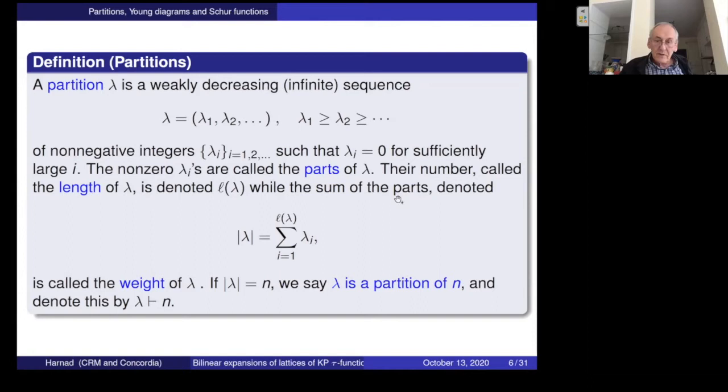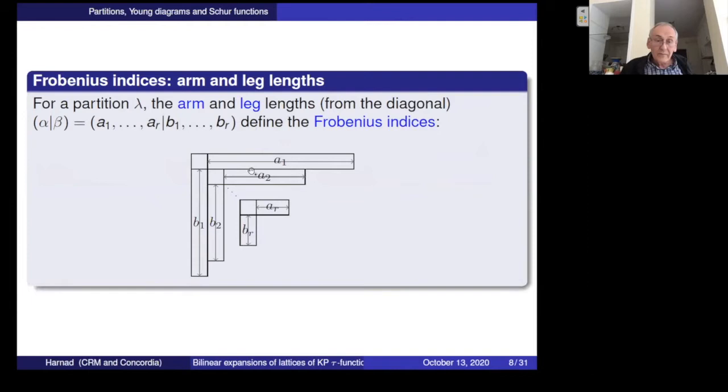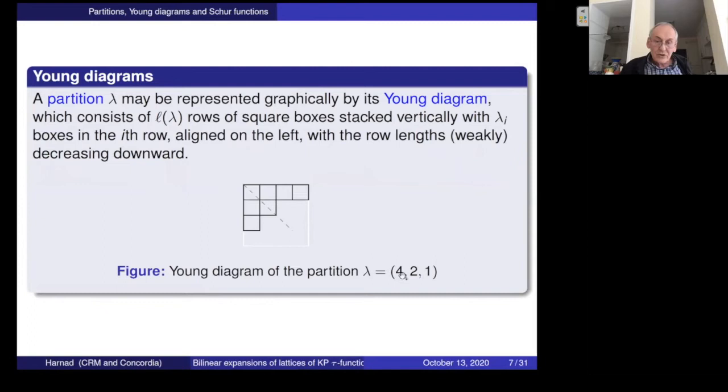Okay. So that can be represented very effectively by Young diagrams. I'm sure most of you have seen Young diagrams before. Here's an example. So here's the partition. And the Young diagram consists of a sort of a part of a matrix in which you represent the entries by boxes that are horizontally lined up and vertically on the left aligned. And the number of boxes in each row are the parts of the partition. So this is the Young diagram for the partition 4-2-1.